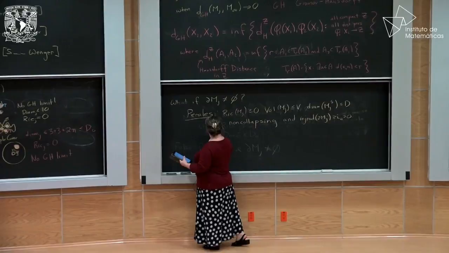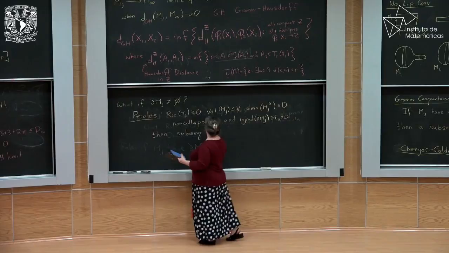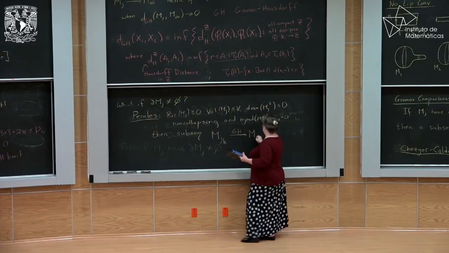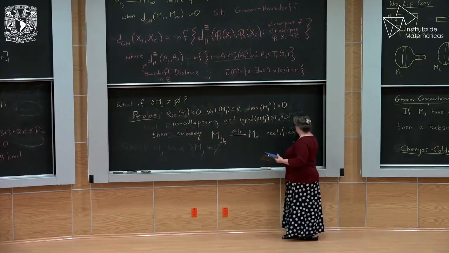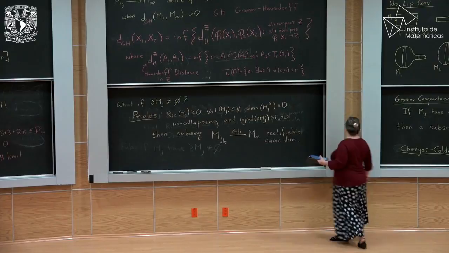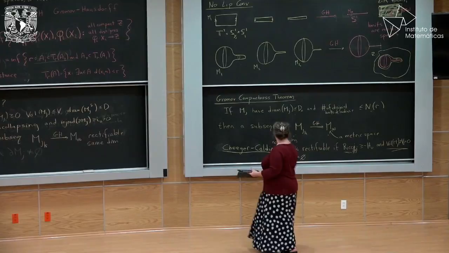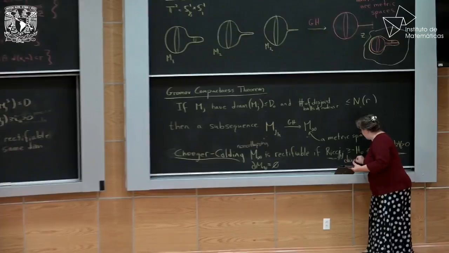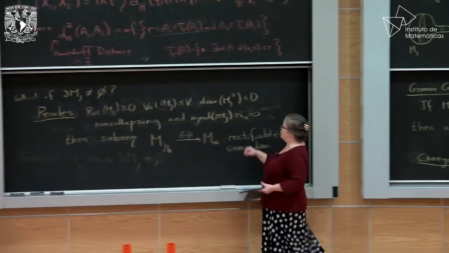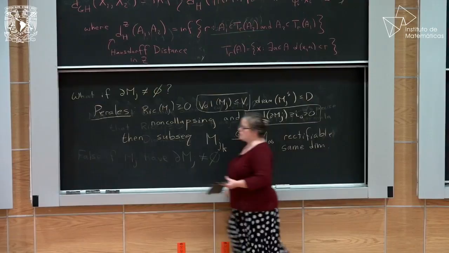Then a subsequence M_{j_k} GH converges to M_infinity, and M_infinity is rectifiable in the same dimension. So that's the situation. Cheeger-Colding extended with the boundary. So the extra parts, you notice Cheeger-Colding only needed diameter, they just didn't mention it. The big difference that she has to add is this extra volume bound and this. So I'll explain the extra, those two conditions are both coming up from here.